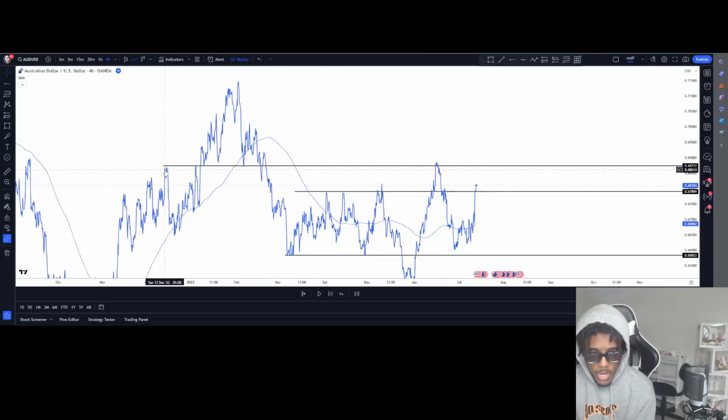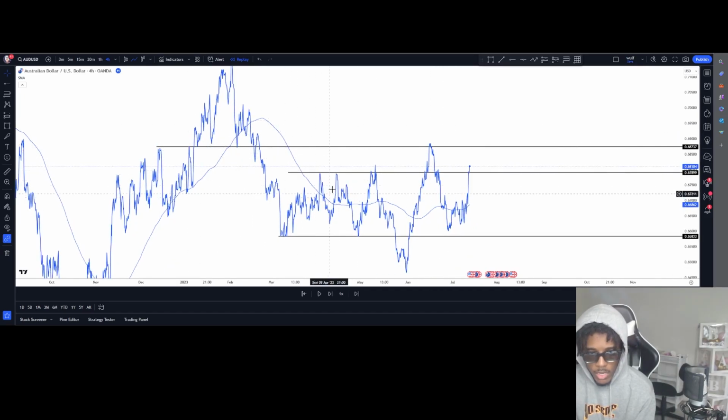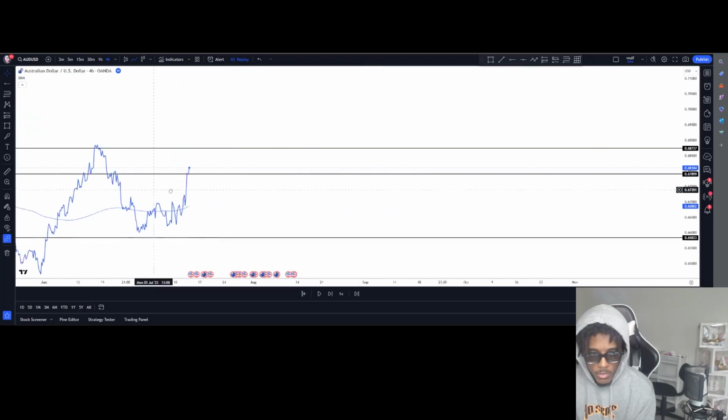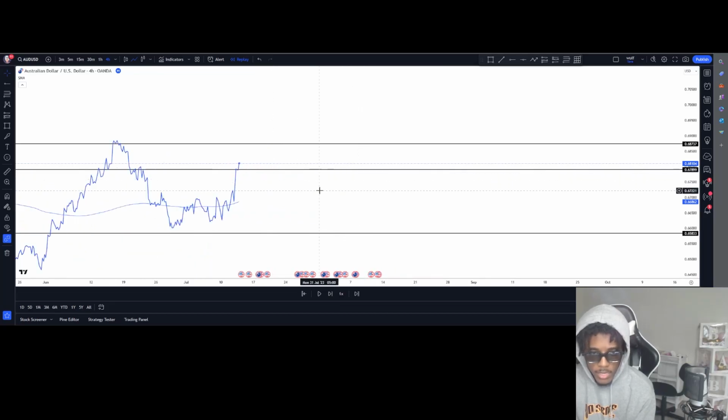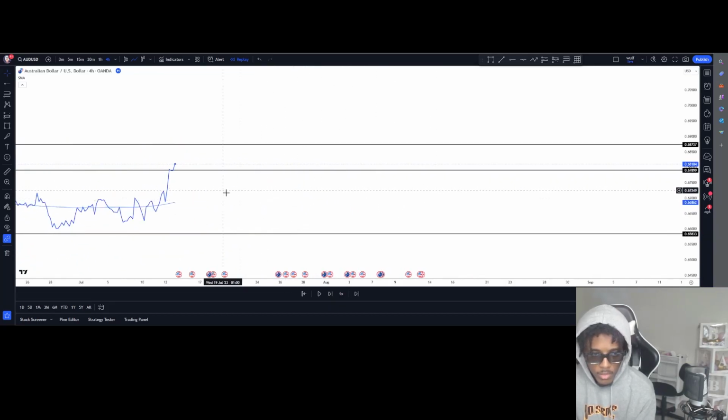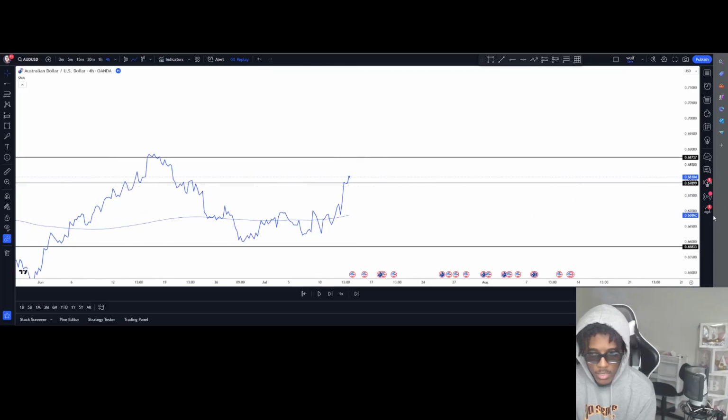I see here that we had a rejection at this level a couple times, here, here, and here, and in this area as well. So I drew that line there. You can see that we had price reacting to this level as well. 1, 2, 3. Let me zoom in so you can see that. 4, 5, 6, 7, 8 times. 9, 10. Because look, it even, bro, look, see.